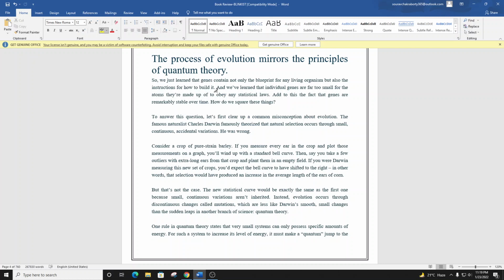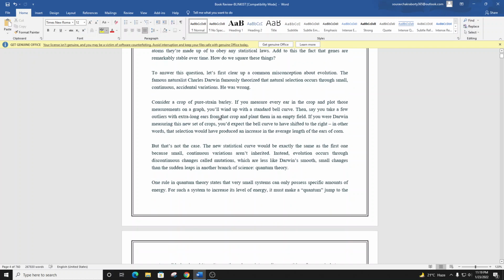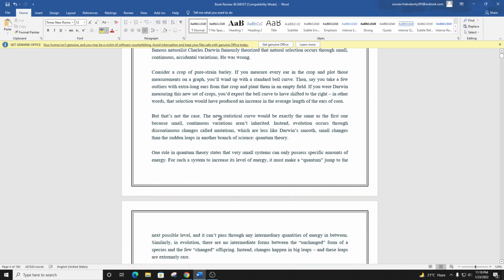To answer this question, let's first clear up a common misconception about evolution. The famous naturalist Charles Darwin famously theorized that natural selection occurs through small, continuous, accidental variations. He was wrong.